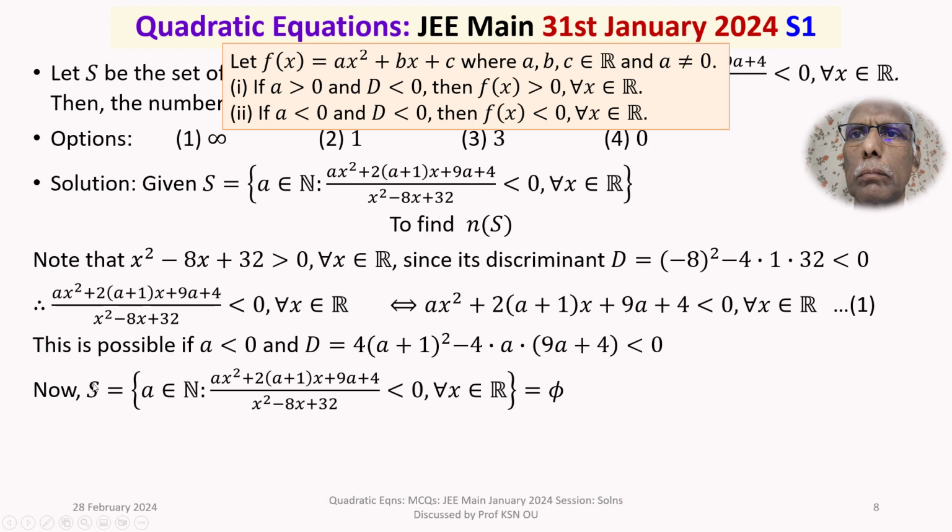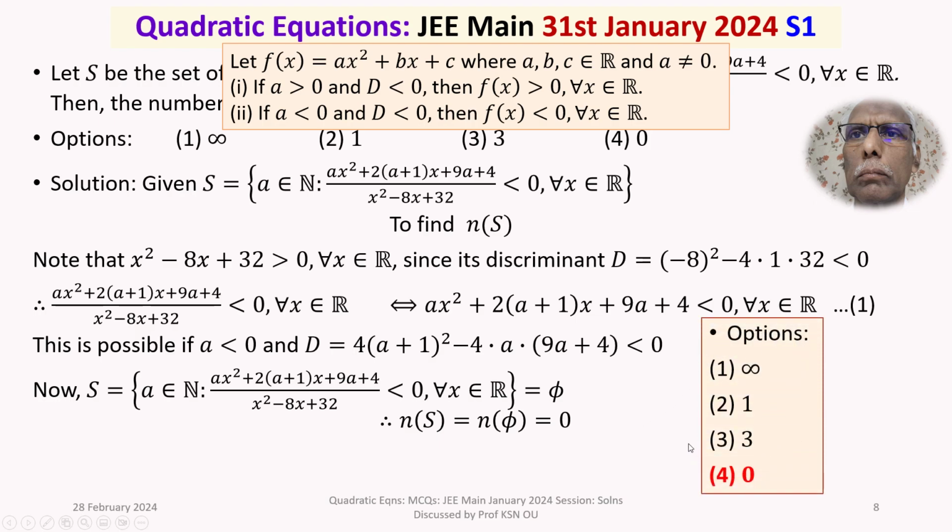But we have to count how many natural numbers there are. For none of them. So therefore, this set is the empty set. Therefore, n of S, the number of elements present in the empty set, is 0. So let's look at our options. Our answer 0 appears against option 4. Therefore, the answer to this question is option 4.